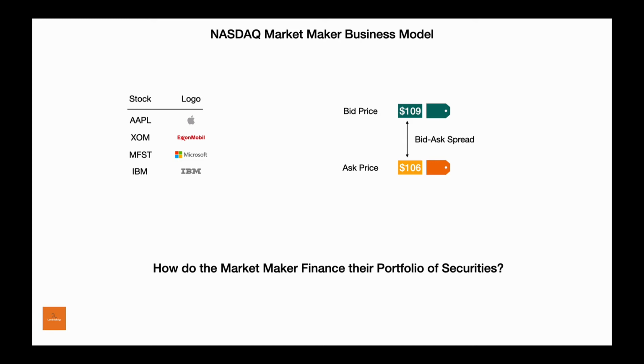But to make this happen, the NASDAQ market maker needs to have a large portfolio of securities. But how do they finance their position? That's the important question. And the answer lies in the repo transaction and the leverage that a repo typically gains.